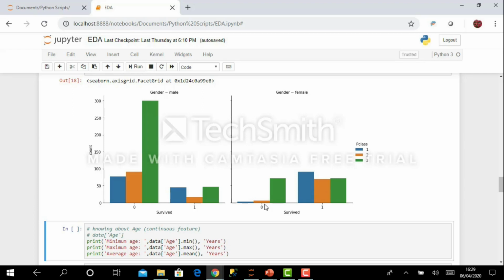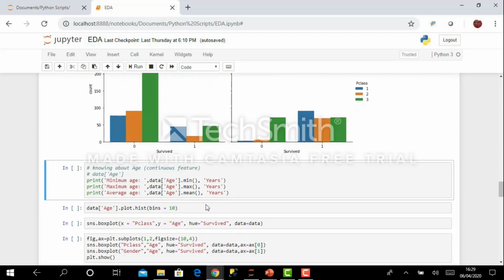So gradually I'm getting to the relationship between the survival chance and the other features. I can understand that people from third class or the male passengers mostly did not survive, and people from first class and female passengers mostly survived. So I can come to many conclusions from this exploratory data analysis.